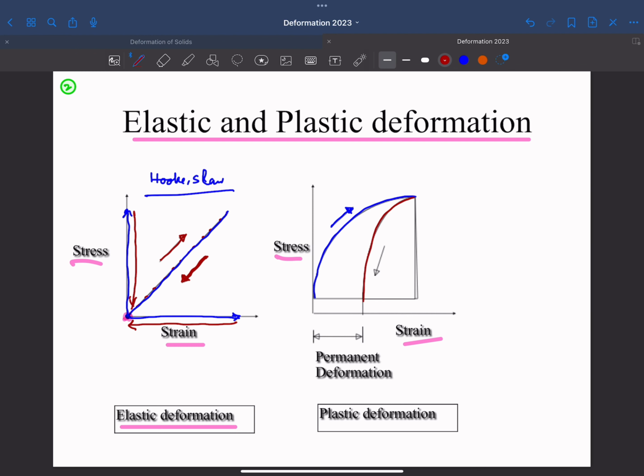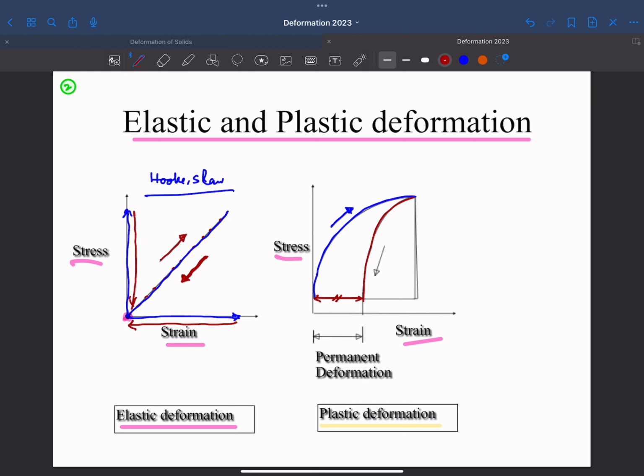There is a permanent deformation, or a permanent strain, in the body. So this permanent deformation shows that this time your body is a plastic body, and the situation is plastic deformation. So remember this: in case of permanent deformation, there will be a permanent strain.